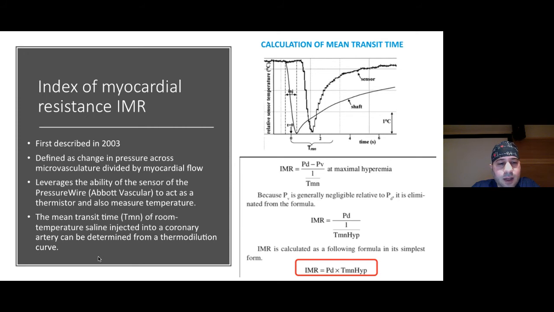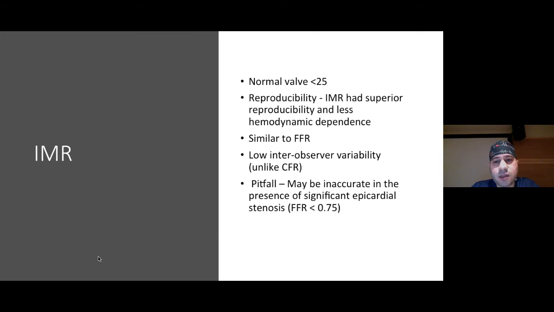And then you get the mean transit time of room temperature saline injected into a coronary artery. This can be determined by a thermodilution curve. And once you've got that, you can get the IMR. A normal IMR is less than 25.